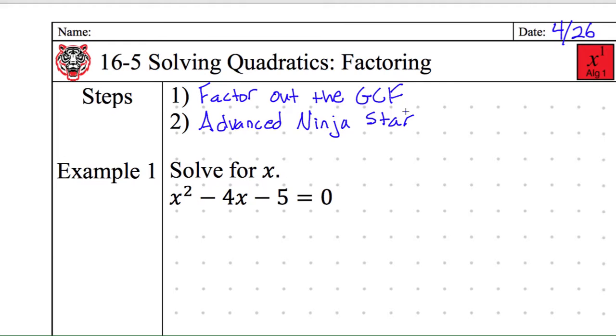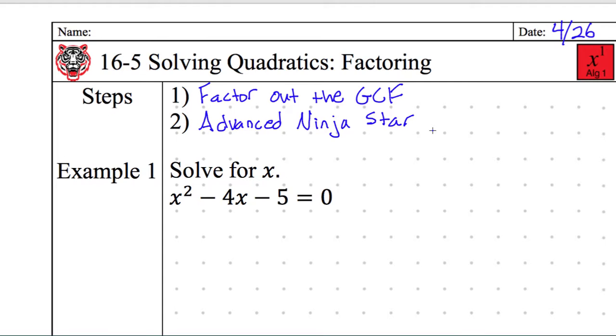And as a reminder, if you go up to someone when you're in college and you say, oh yeah, just use the advanced ninja star, they probably won't know what you're talking about because that's a specific rule to Levining Elementary and Levining High School. Question? So what is it actually called? It's called factoring. No, but like the ninja star. It's a tool that we invent. Well, I didn't invent it.